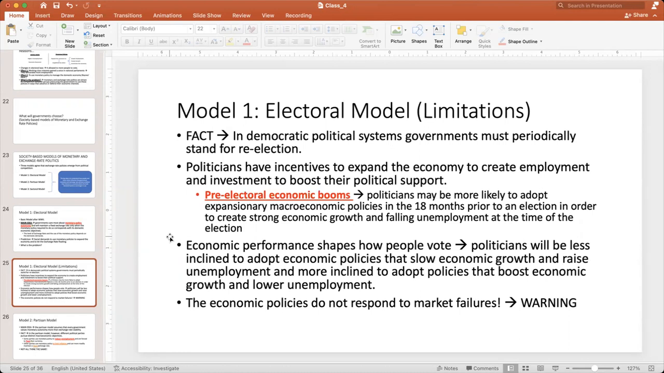However, the biggest problem here is that economic policies do not respond to market failures. This is a huge warning. So populist politicians want to spend and spend and spend without any consideration, only to guarantee that they will be reelected, without having any prediction about what is going to happen to the economy. And irresponsible expenditures will create bigger problems. We will cover that in another chapter.